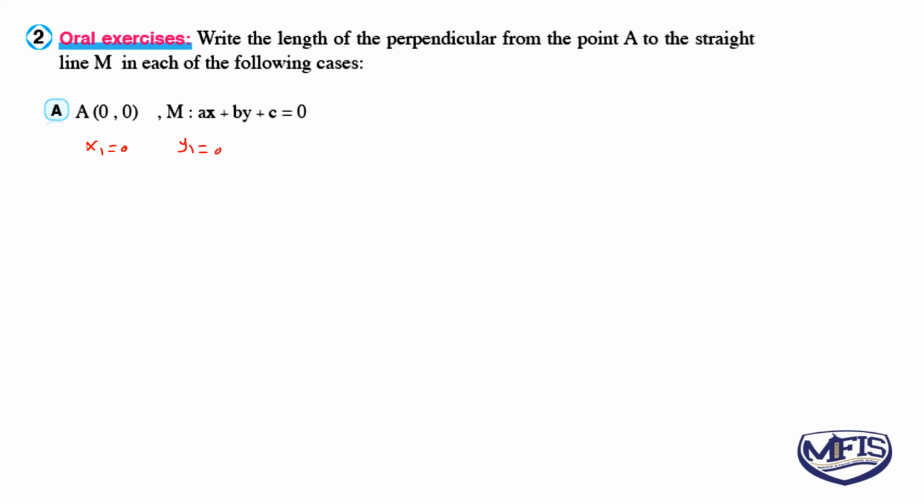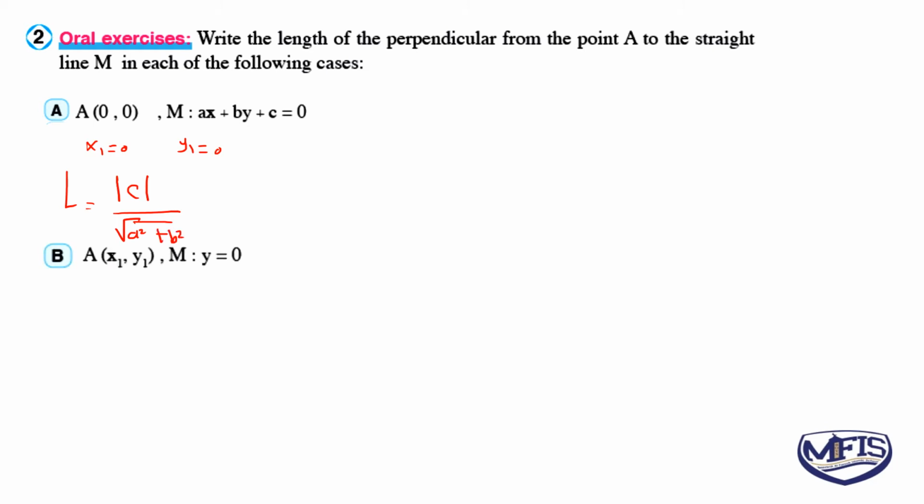So we can use the rule L equals the absolute value of A times x1. So A times x1 will be 0, plus B times y1, which is also equal to 0, plus C. So the length of the perpendicular will be the absolute value of C over root (A² + B²).